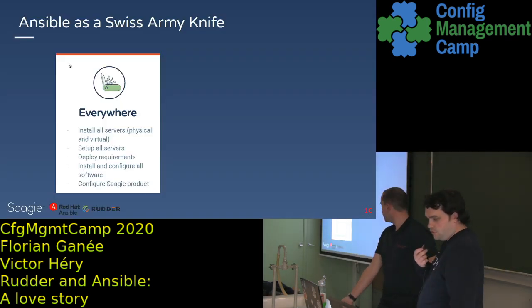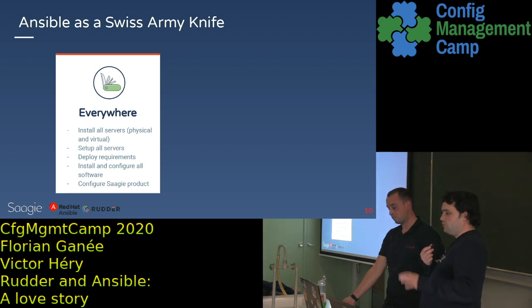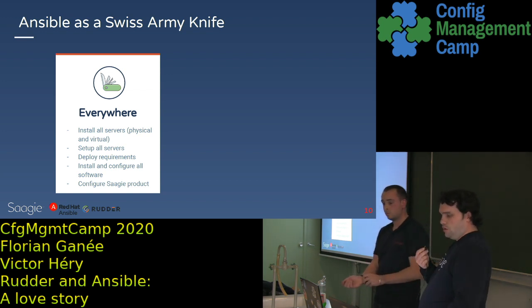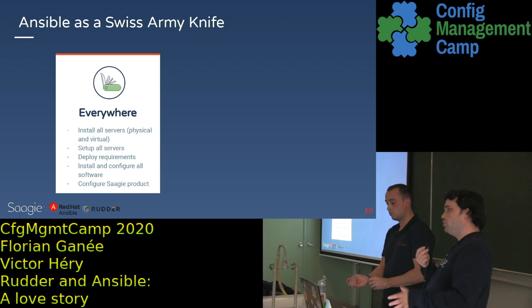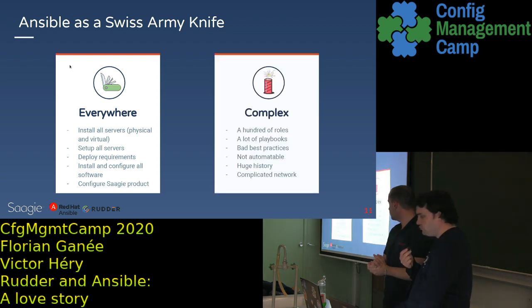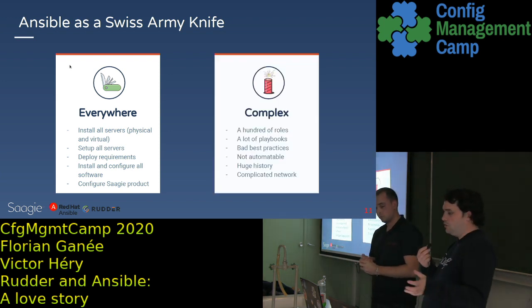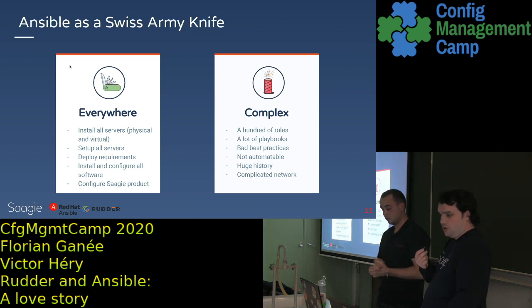Okay, so as a summary, Ansible is currently a tool of choice for us. It allows us to install everything everywhere. We may set up all servers from the basis to the complex stack. We are able to add requirements when needed for our customers, and we are able to configure our product directly. But the problem is, it also has its defects.